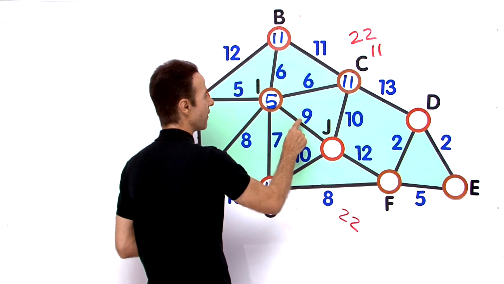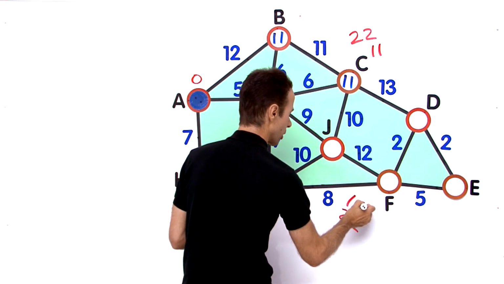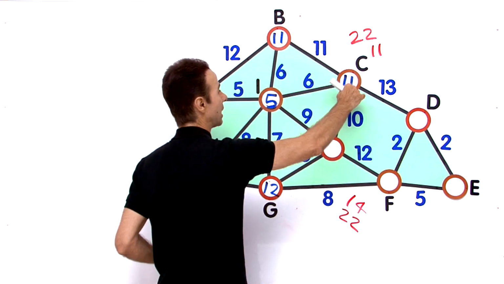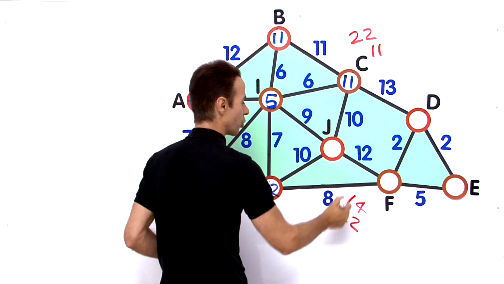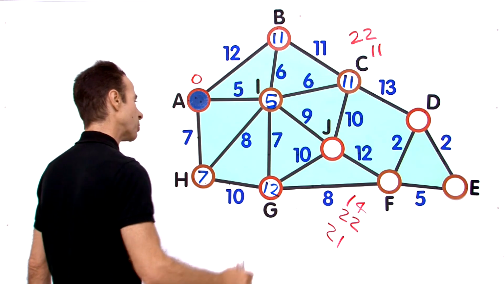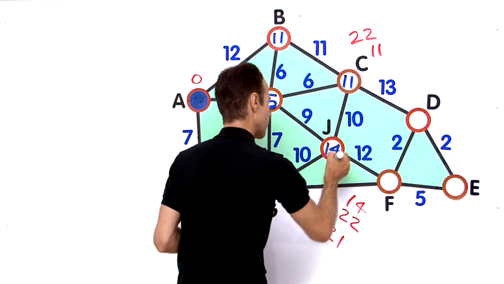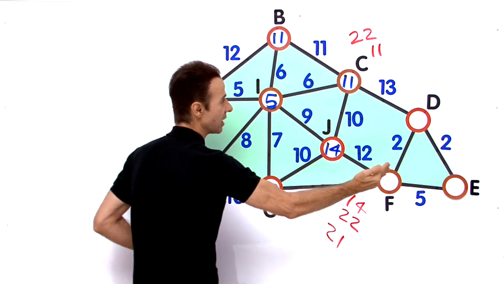We could do 5 and 9. That gives me 14. 14 might work a bit better. Or we can do 11 and 10, that's going to give us 21. So it looks like 14 would probably be the lowest there, so we'll put a 14 in there. So let's put it in. 14 goes in there.